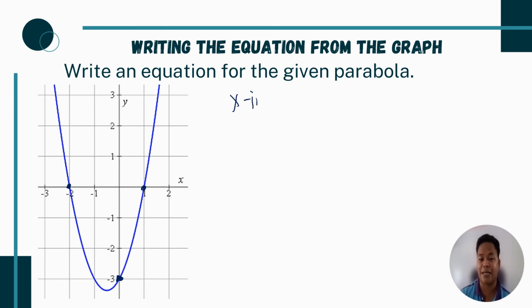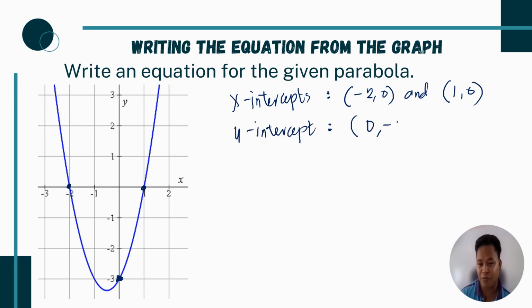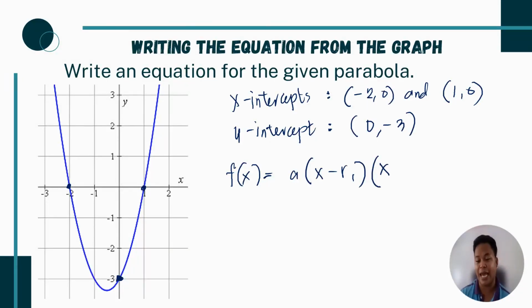So, from this given information, we can find the equation. We have the X-intercepts, negative 2, 0, and 1, 0. Y-intercept at 0, negative 3. So, we're going to use the intercept form to find the equation of this parabola. F of x is equal to a times the quantity x minus r sub 1 times the quantity x minus r sub 2. And we have y, which is equal to negative 3, since if x is 0, the value of y is negative 3.